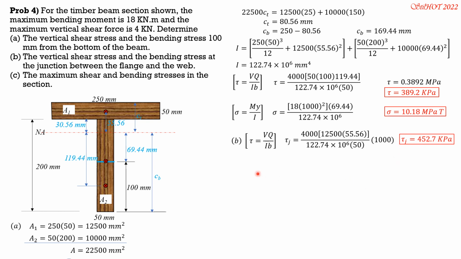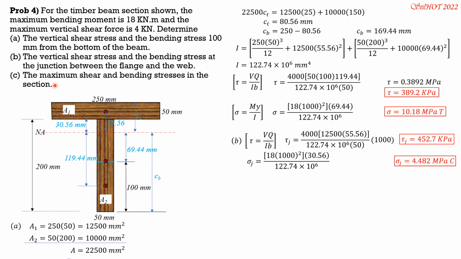So that's it. Then for the bending stress, it is above the neutral axis. This time y is 30.56. So the bending stress at the junction is moment 18 times 1000 squared times 30.56, the y, divided by I, 122.74 times 10 to the 6. And this time, because this is above the neutral axis and the bending moment is positive, it is compression. So in megapascals, 4.482 megapascals compression.